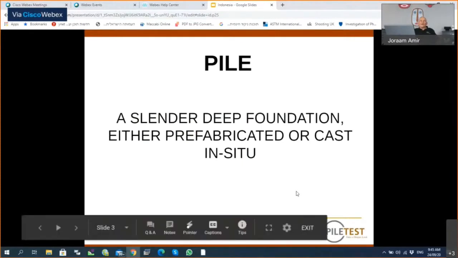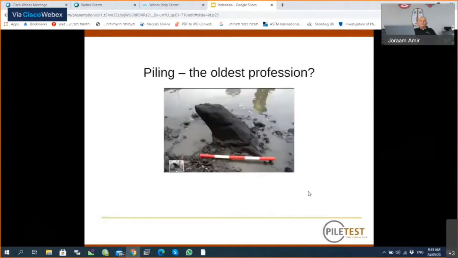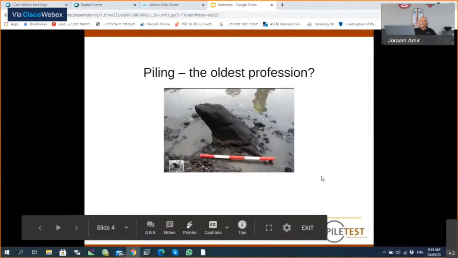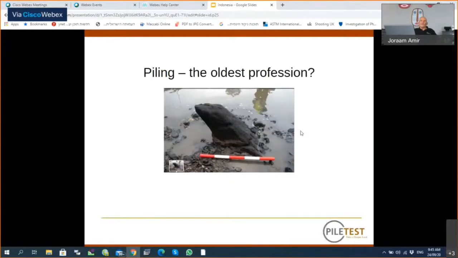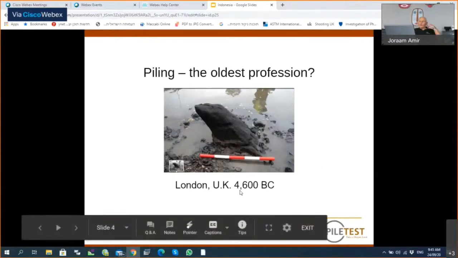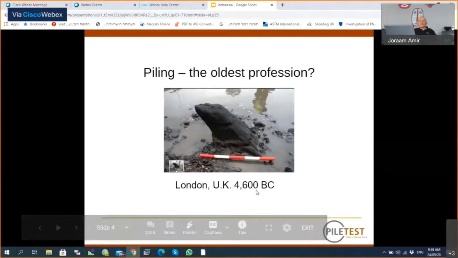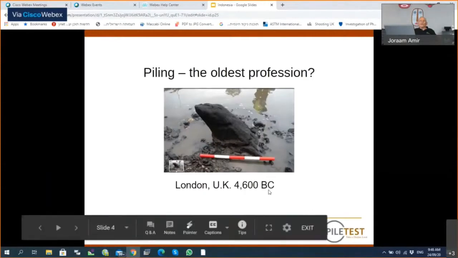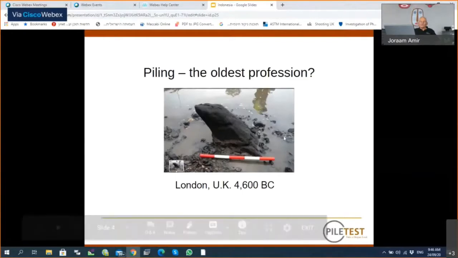First of all, what is a pile? A pile is a slender, deep foundation, either prefabricated or cast in situ. And I don't know what you know about the oldest profession, but I think piling could be the oldest profession. This is a sample of a wooden pile that was discovered in London and dates back more than 6,000 years ago, and it's still in existence.